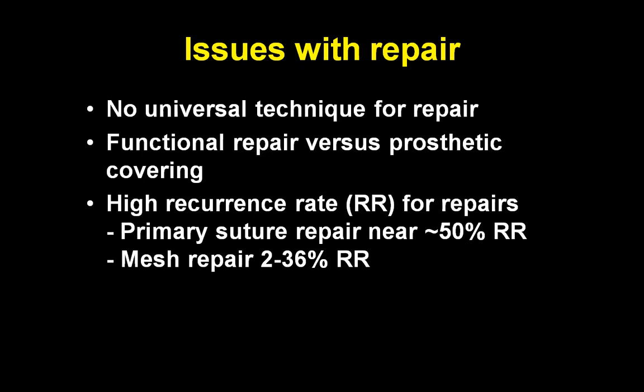Whereas in a prosthesis, you place a prosthetic material as an inlay, onlay, or sublay. But for a primary suture repair or functional repair, the recurrence rate is very high, approximately 50%, whereas with mesh, it's approximately 2 to 36%. But I think it's an exaggerated figure because mesh repair is much better nowadays. Today, we don't talk of anatomical repairs, even for small defects; the primary aim would be to do a mesh hernioplasty.